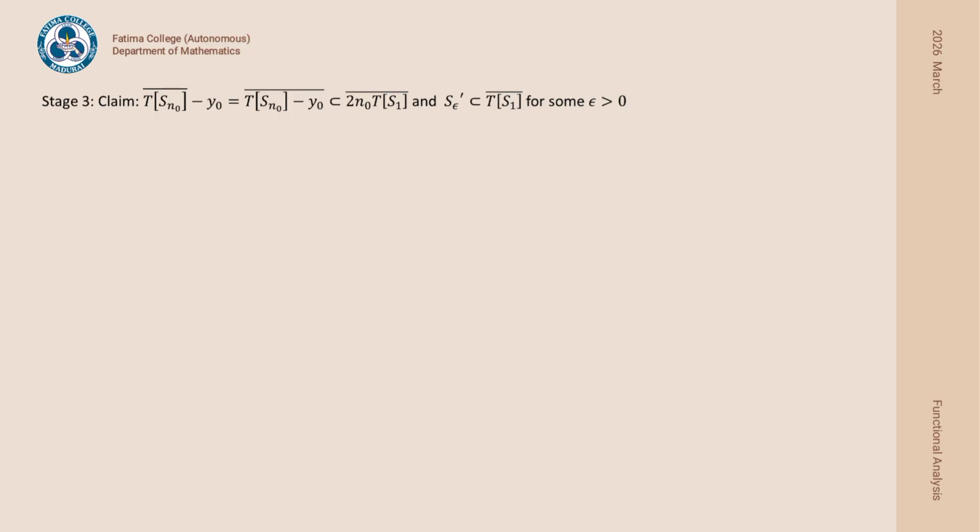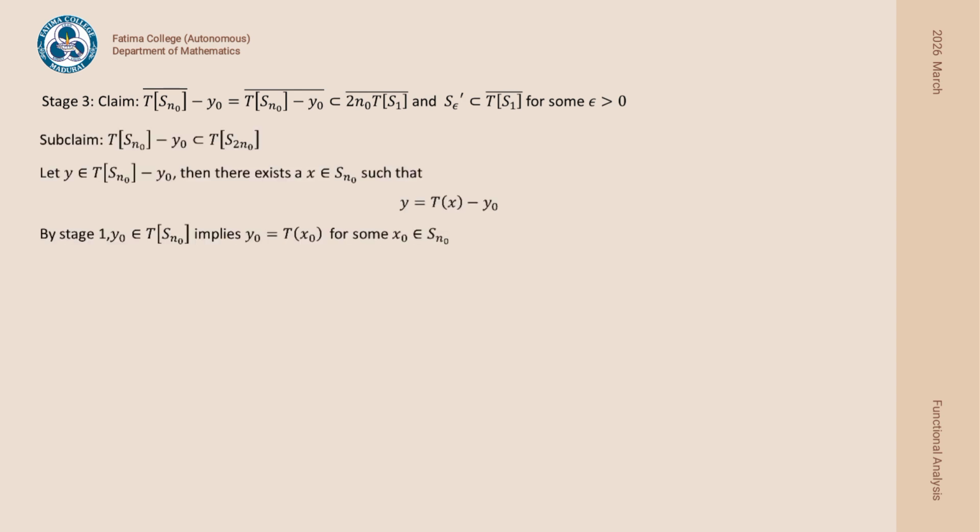Stage 3, here we will prove T of Sn naught closure minus y naught is equal to T of Sn naught minus y naught the whole closure, which is a subset of 2n naught into T of S1 closure and S epsilon dash subset of T of S1 closure for some epsilon greater than 0. So first let us prove T of Sn naught minus y naught subset of T of S2n naught. For that let us take up an element y in T of Sn naught minus y naught.